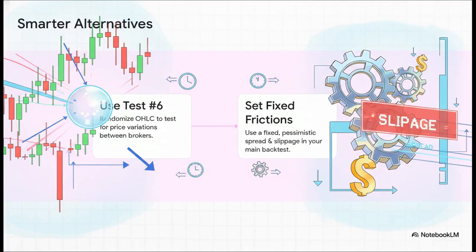So instead of wasting all that time and computing power running those microtests, you can get much better, more relevant results with just 2 simple moves. First, use the test that randomizes the OHLC, the open, high, low, close, of each candle. That's a great way to simulate the small differences in price data you might see from one broker to the next. Second, just set a pessimistic, fixed slippage value one time in your main backtest settings and you're done. Super efficient and way more effective.